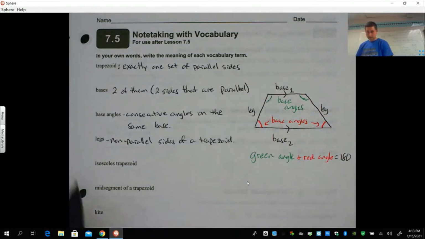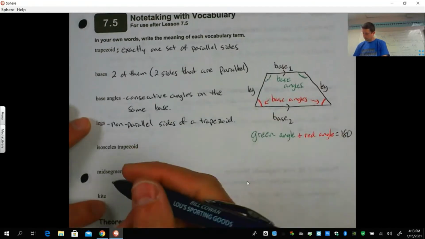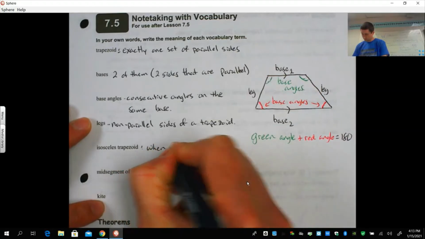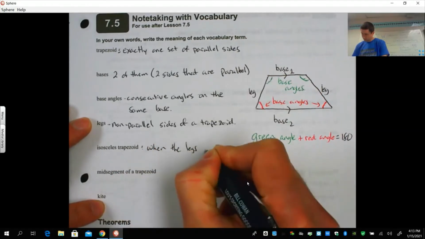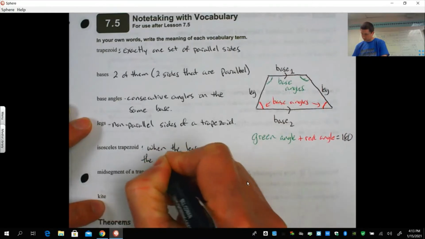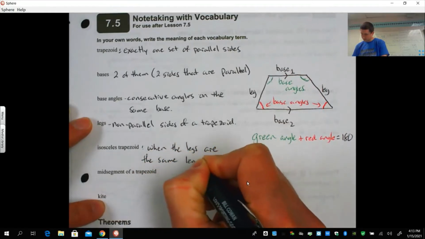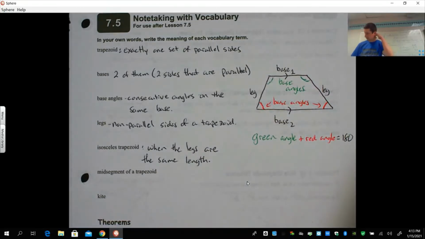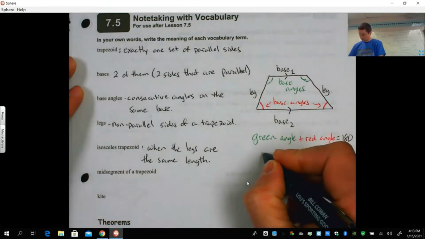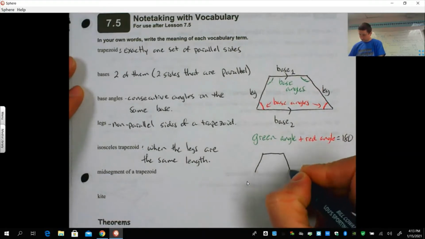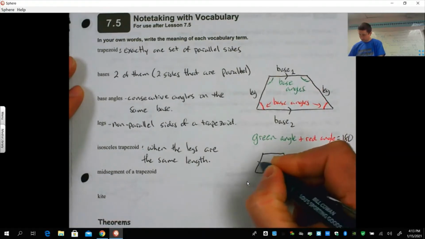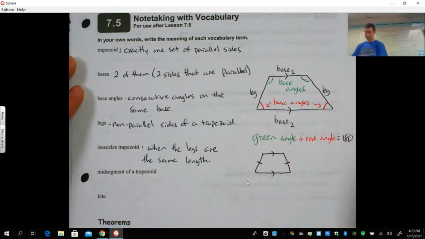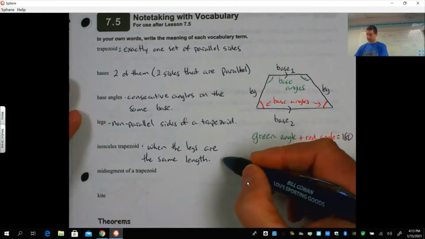Isosceles trapezoid, that is when the legs are the same length. It's a nice isosceles trapezoid when the legs are the same length. So I could draw an example of that. Kind of like an isosceles triangle, congruent legs. Okay, those legs would be the same length. Top is parallel to the bottom. So that would be an isosceles trapezoid.